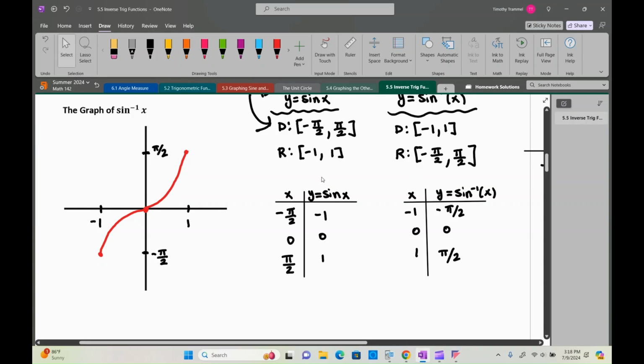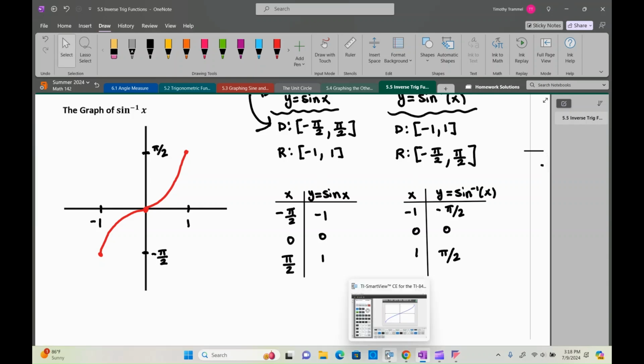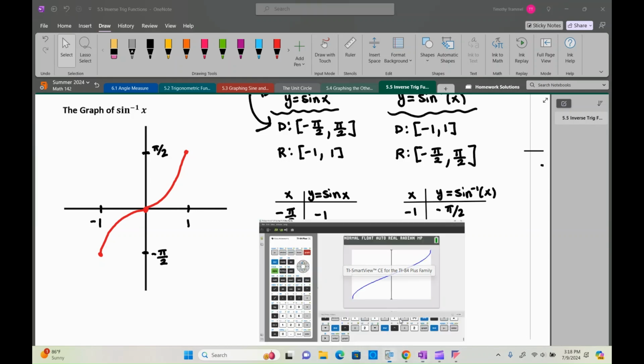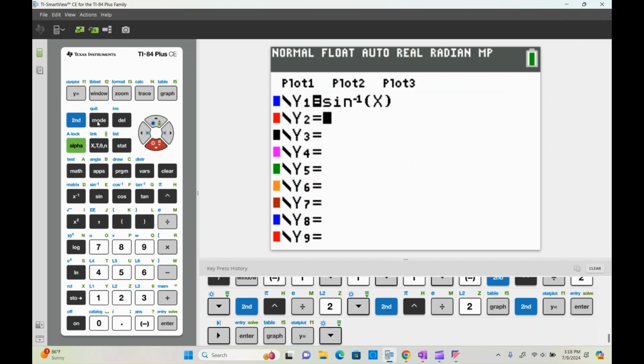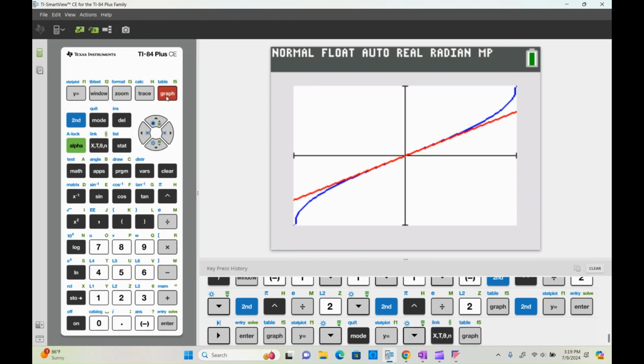So I mentioned that there's kind of a trick for sketching this though. If I had sketched sine of x first, it ends up that every function and its inverse are reflections across the line y equals x. So let me put the line y equals x in here first. Here we go. And then I'll graph it.